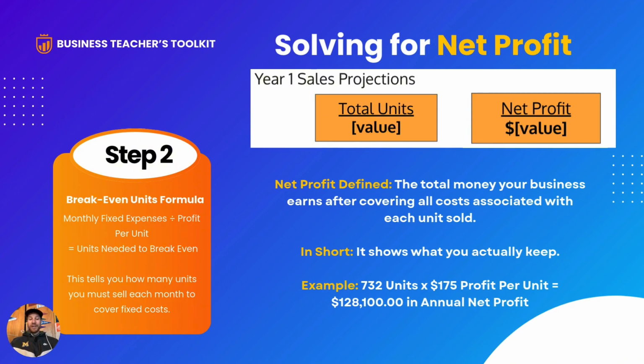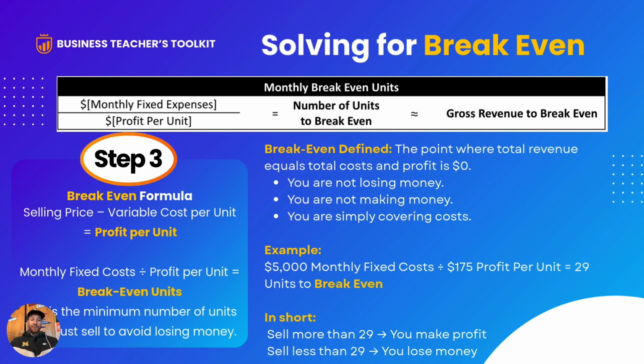Well, what if you're operating at a negative? Or, for example, if we figure out that the amount of units you're selling is just not enough, this is what we do with a break even unit. And in this, or for solving for break even, we take the selling price of our unit minus all the variable costs per unit, that equals our profit per unit. Now that we have that, we take our monthly fixed costs divided by profit per unit, tells us our break even units.